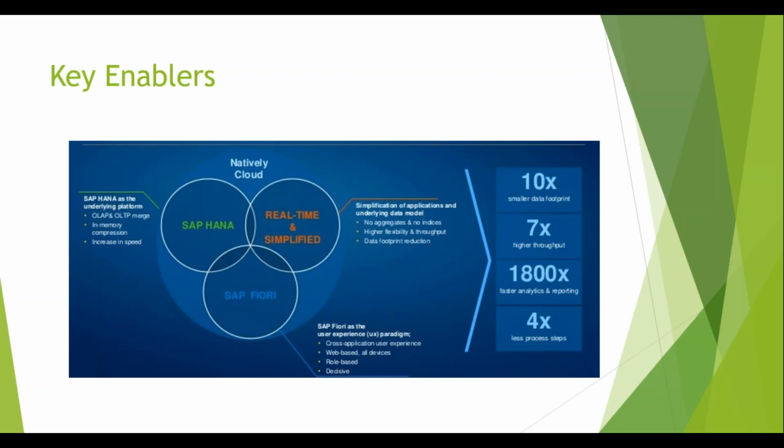Now, what are the key enablers? What are the key points which have made SAP S4HANA possible? Obviously, SAP S4HANA was not possible without the HANA database. By coming up with SAP HANA, SAP has provided the speed through which the OLAP and OLTP merge is now possible. It provides in-memory compression and ultimately provides the speed.